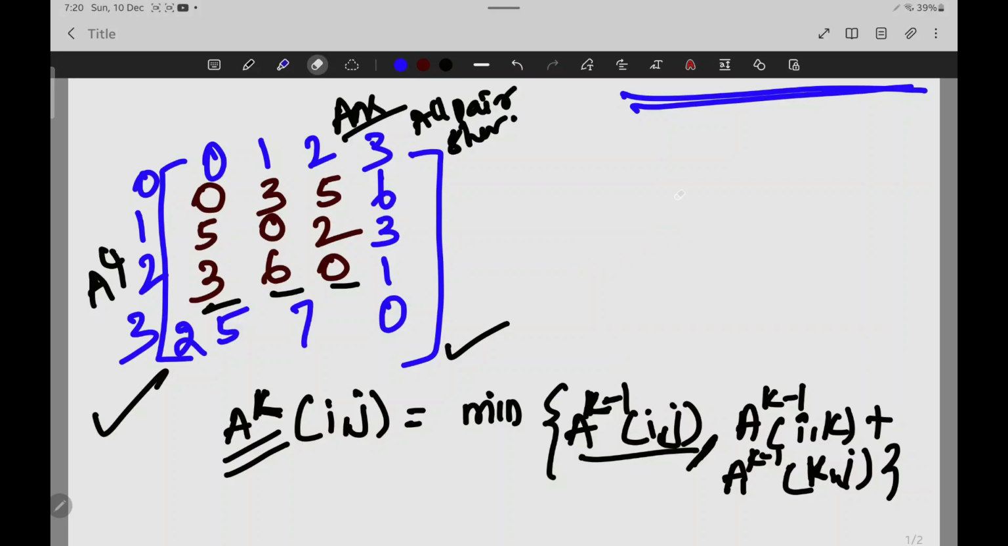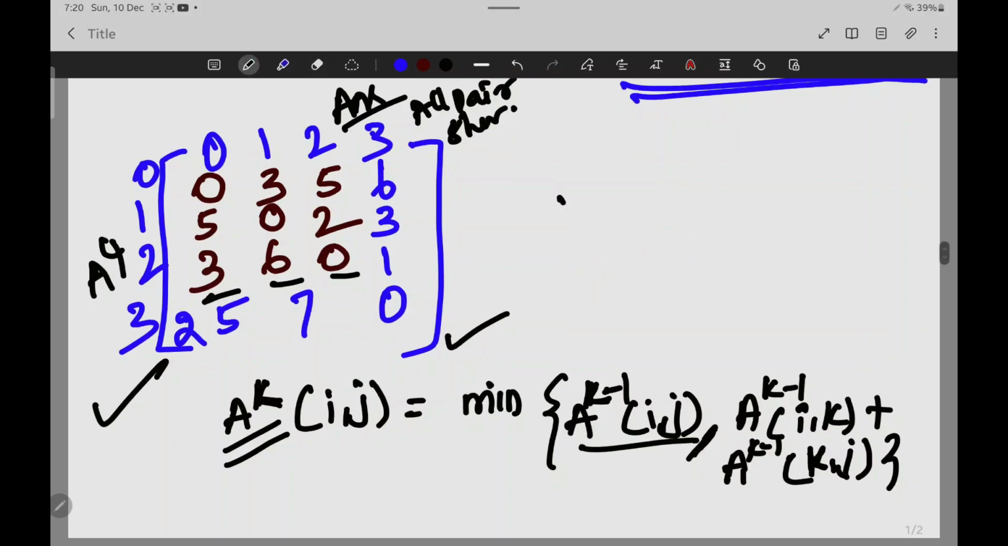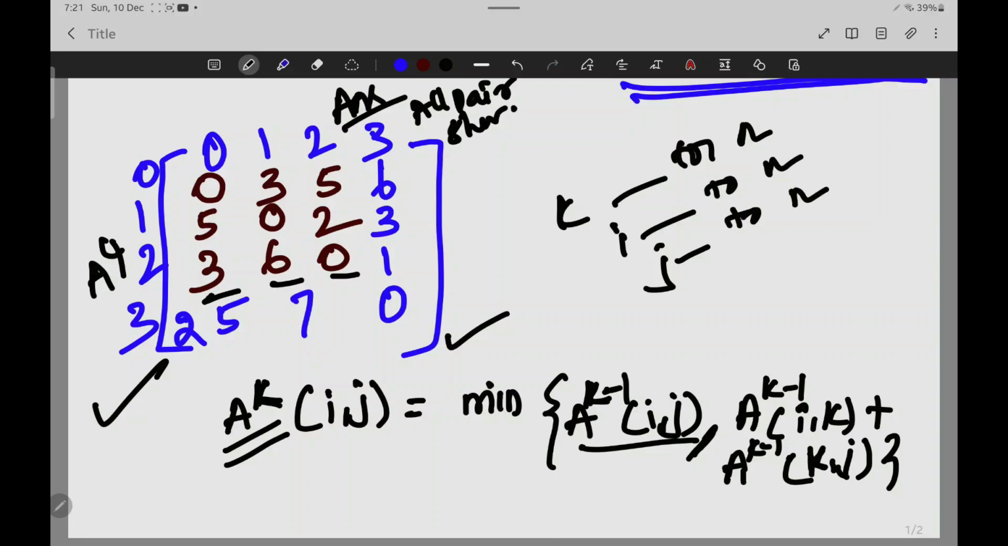So now how many looping statements will we have? One each for K, I and J. So 3 nested looping statements we will have. We need to execute these loops to construct the particular matrix. So big O of n cube is the time complexity for the Floyd-Warshall algorithm. Okay, thank you.